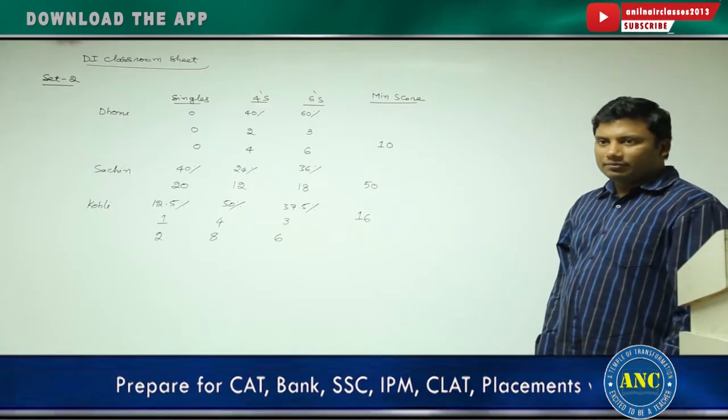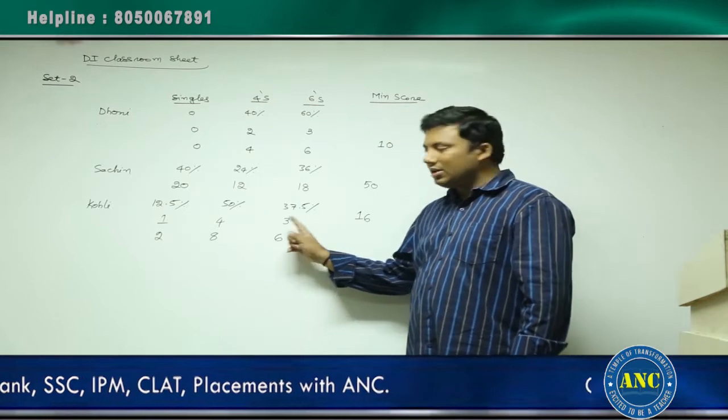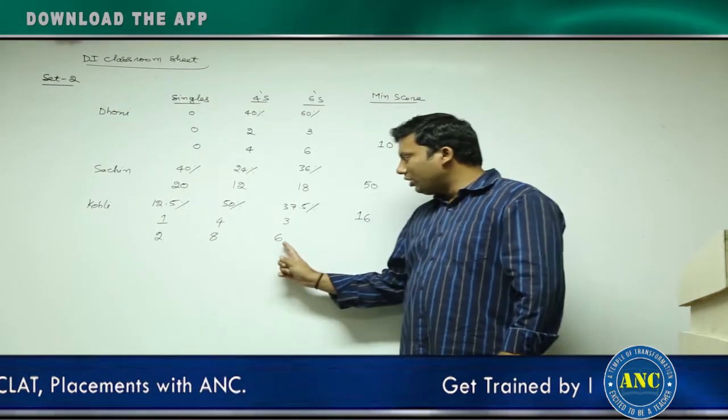Taruna, clear? 12.5 ones are, 12.5 fours are, 12.5 threes are. 143, it will become 286.